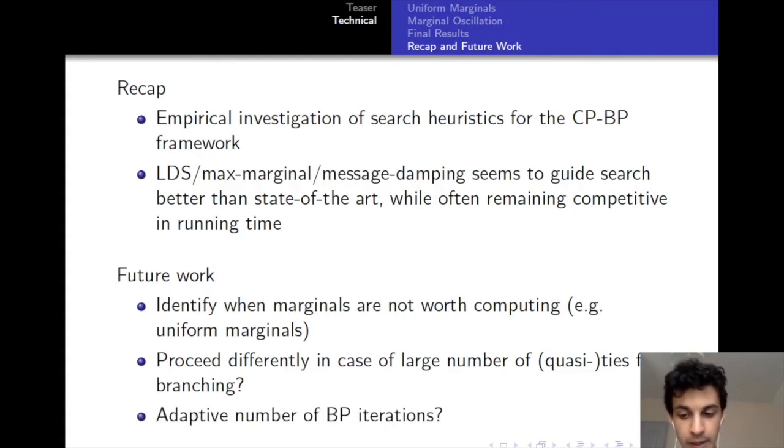And finally, in all of the experiments that we presented, the number of BP iterations was set to 5. It would also be interesting to tweak this hyperparameter online depending on the quality of the estimates. And this can also help reduce the running time.